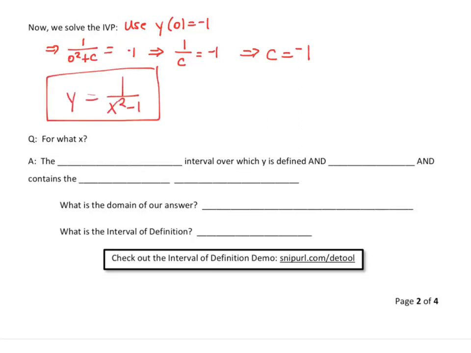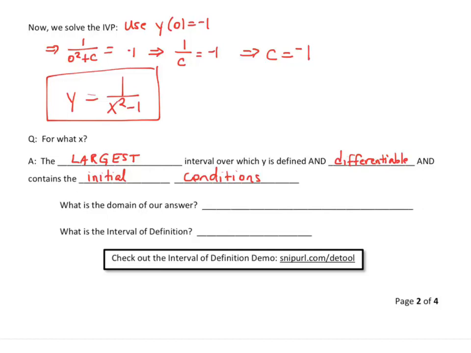Now, the question is, for what values of x is that the solution? Which, by the way, is a different question than asking which values of x are in the domain of that function, right? We can plug in a certain set of numbers, but the question is which ones serve as a solution to that initial value problem. Okay? So, the largest interval over which the function y is defined and differentiable and contains the initial condition, that is what we're going to call the interval of definition.